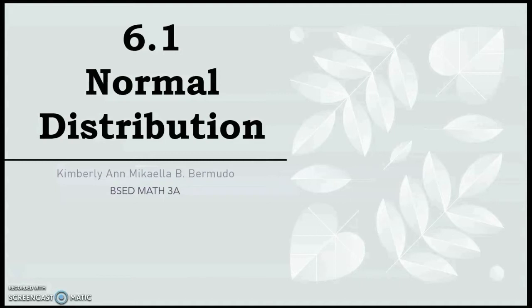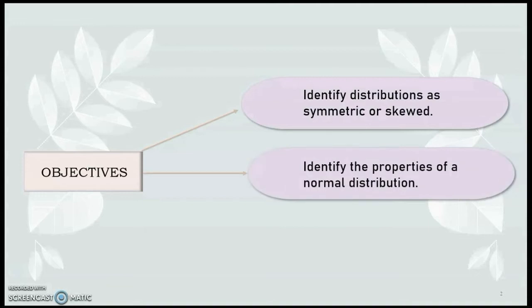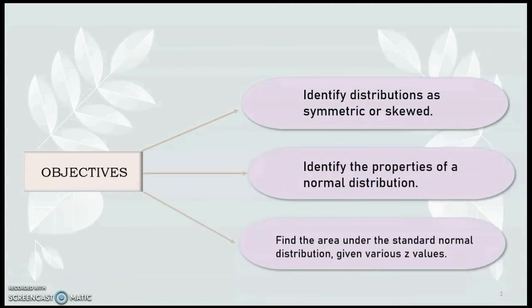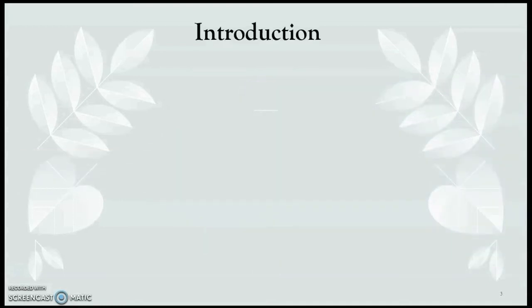In this video, I am going to discuss Chapter 6.1, Normal Distribution. The objectives are to identify the properties of a normal distribution and find the area under the standard normal distribution given various z-values. In the previous chapter, discrete variables and continuous variables and their distributions were explained in Chapter 5.